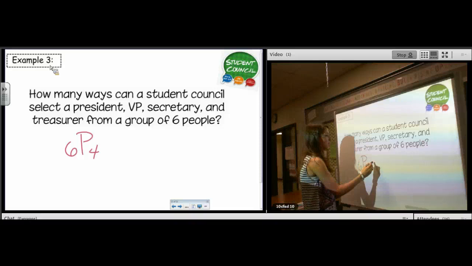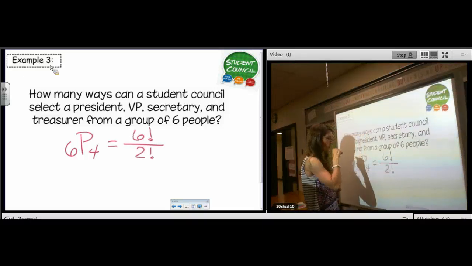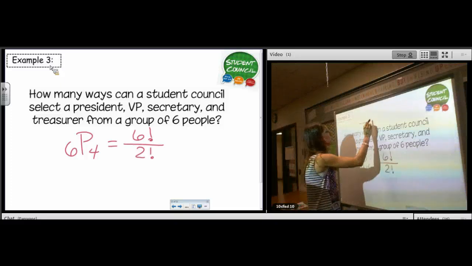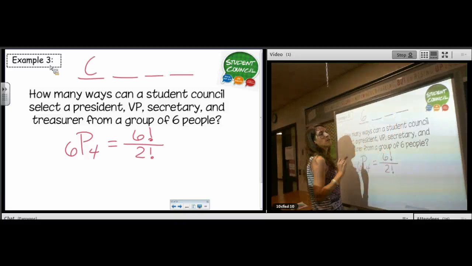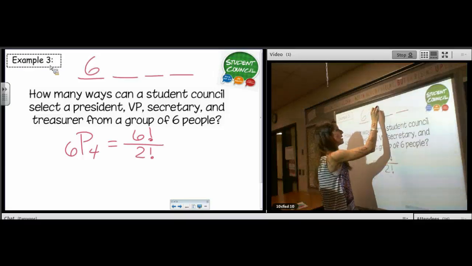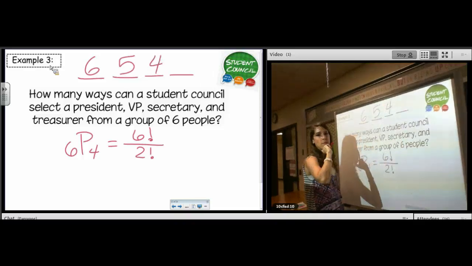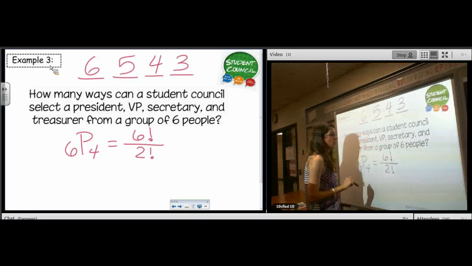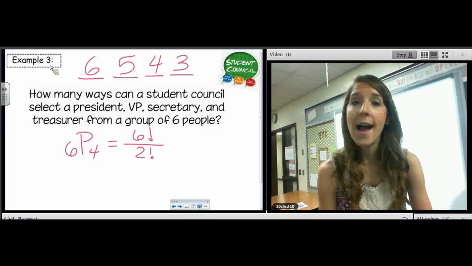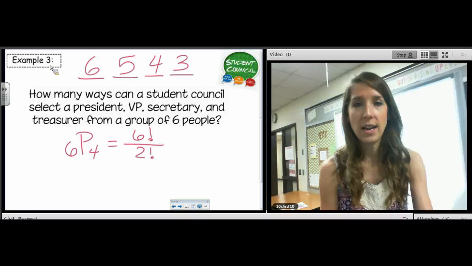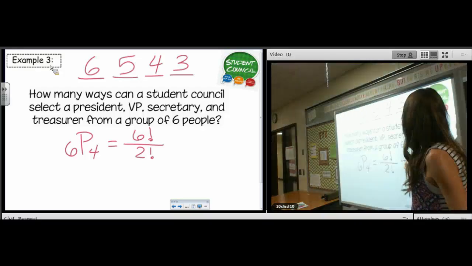If you plug that into the formula, that would be 6 factorial over 2 factorial. Or if you did it like we did the first time, there's 4 positions. For president, how many choices do you have? 6 choices. Well, now I've picked someone. So for vice president, how many choices do I have? 5. For secretary, there's only 4 people left to choose from. And then treasurer, there's 3 people left. So it doesn't matter whether you like just thinking about each slot or whether you like choosing a formula like the permutation formula. Either way, what do you get? 360, the number of degrees in a circle? Very good.